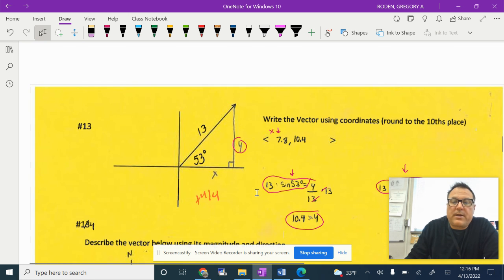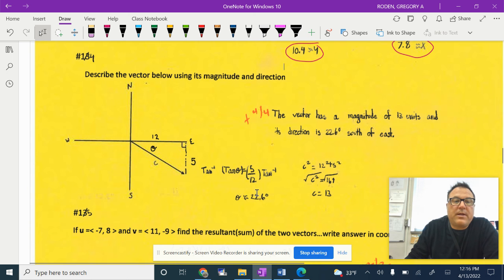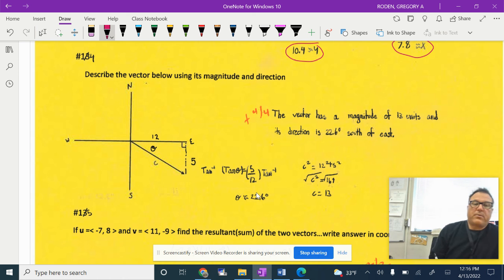Awesome. All right, now we're moving on to the next one. We want to describe the vector below, so we need the magnitude and the direction. The magnitude is going to be the hypotenuse of the triangle. So c squared equals 12 squared plus 5 squared. Do all the math and you get 169. Square root both sides, and you get 13. So we know the magnitude of this is 13.